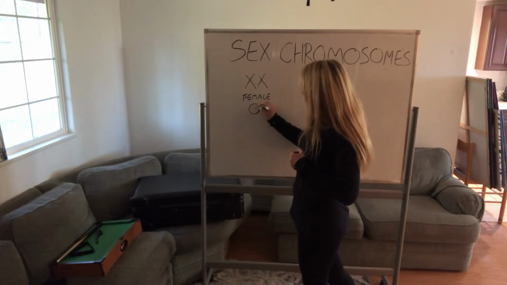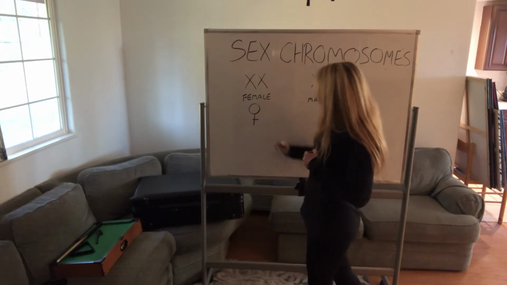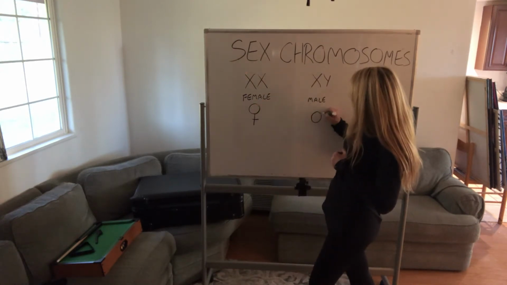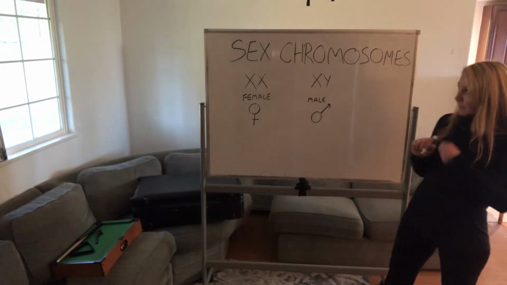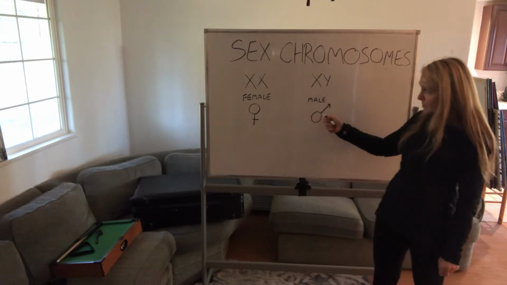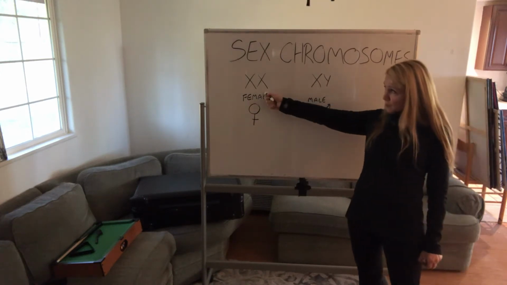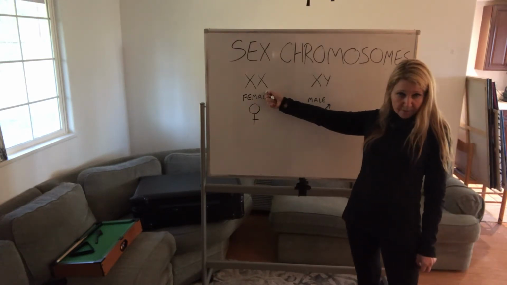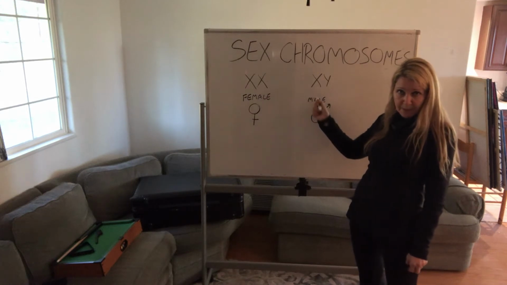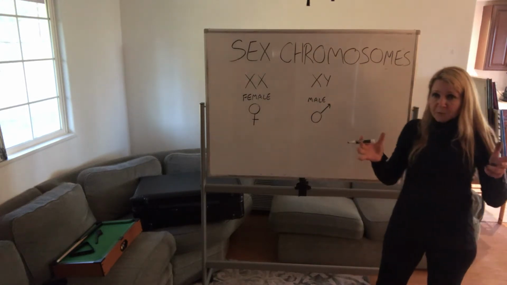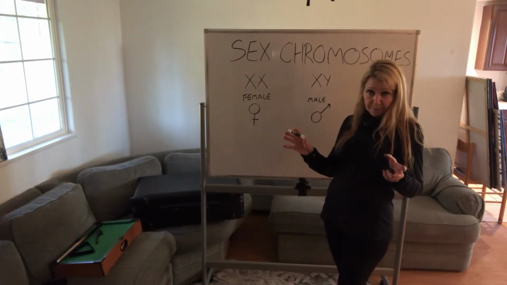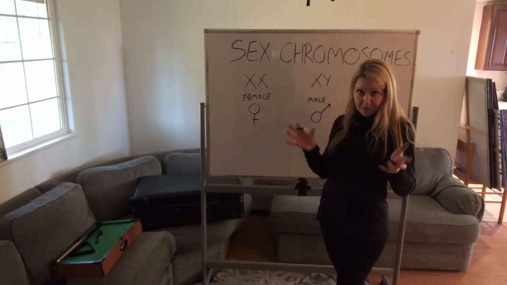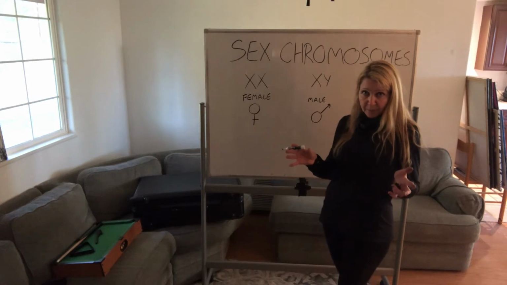Female is a circle. And the male, a circle with an arrow. All right, so these are the symbols, male and female, but the chromosomes, XX, female, XY, male. There are some genes on these sex chromosomes, and those are called sex-linked traits, such as colorblindness.